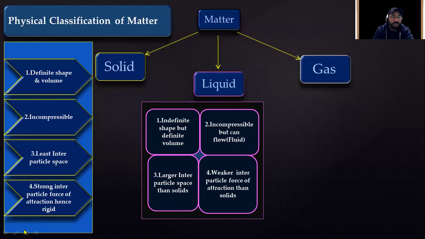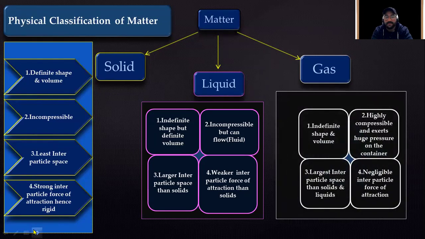Coming to the third state of matter, that is the gaseous state. Let's understand the characteristic properties. The gaseous state is the one having indefinite shape and indefinite volume. Gases can take the shape of the container in which they are kept. A small amount of gas can spread throughout the whole volume of a cylinder, or a huge volume of gas can be compressed in a small space. That's how it behaves.